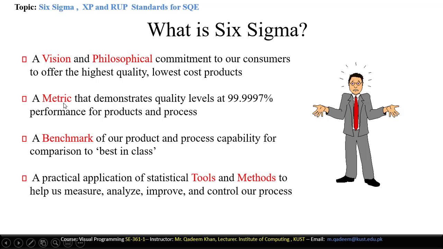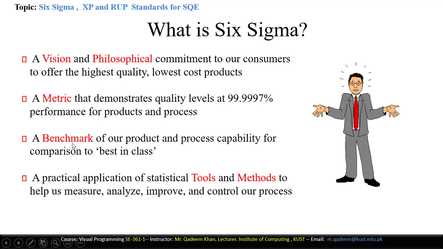The next one is the metrics. Metrics are certain measurement techniques. A metric demonstrates quality level at 99.9997% performance for the products and the process. So metrics are certain quantitative measurements which produce good quality products and processes, and the product quality and the process quality will be 99.9997%.